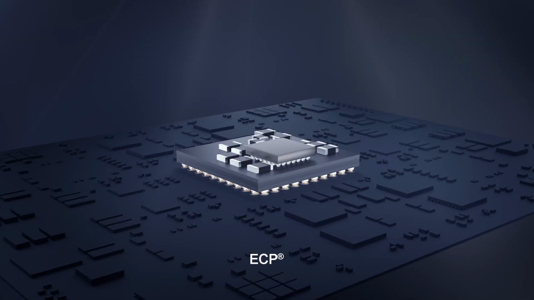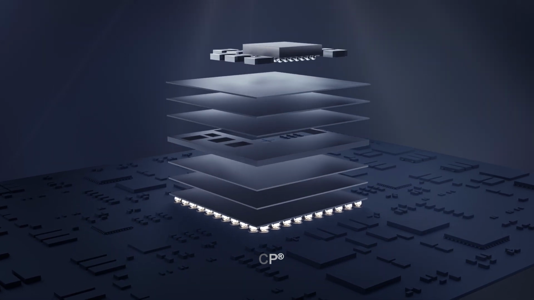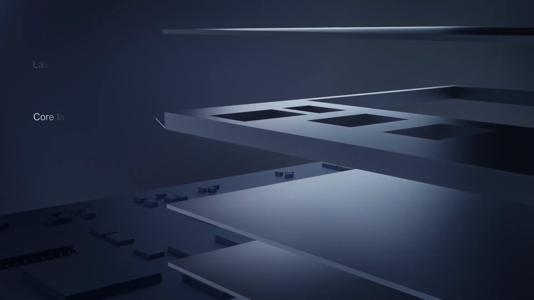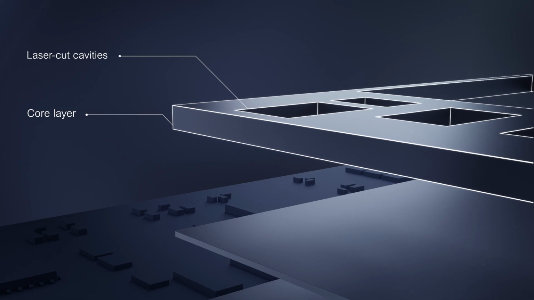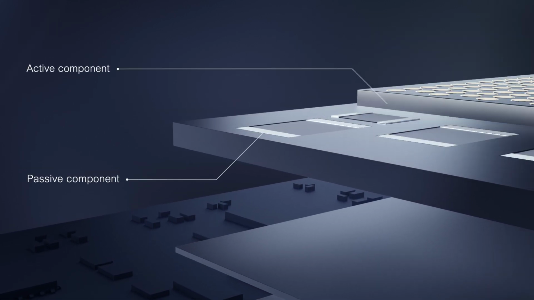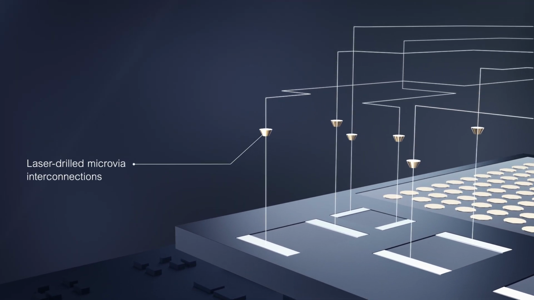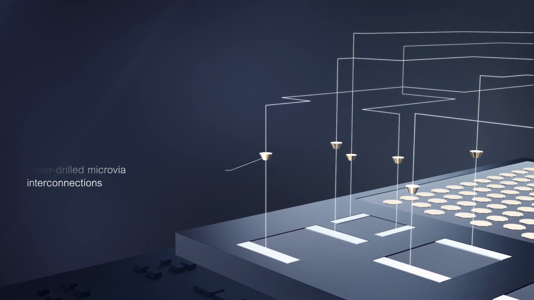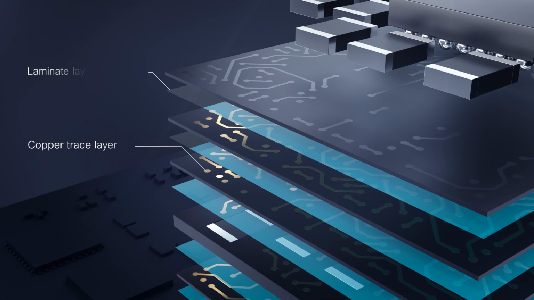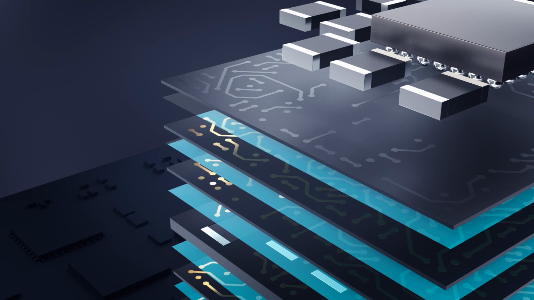The embedded component packaging technology, named ECP, is built from the following elements. Its core, with laser-cut cavities. The components, which are inserted at high speed and accuracy. Reliable vertical interconnections, with laser-drilled, copper-plated microvias. And finally, several layers, with laminates and copper layers on top and bottom.